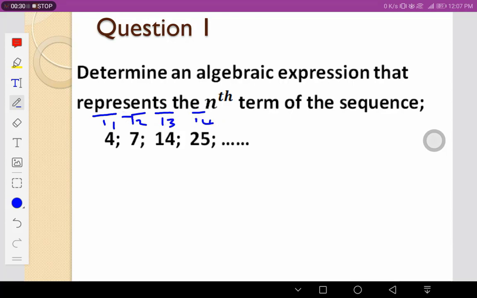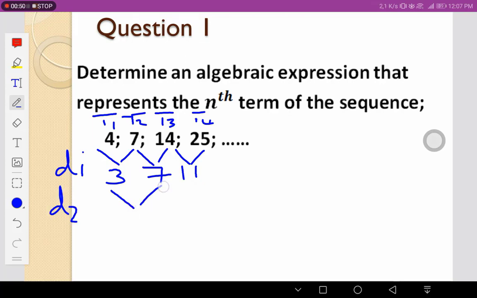Let's find the first difference, D1. 7 minus 4, I get a 3. 14 minus 7, I get a 7. 25 minus 14, I get 11. Let's find the second difference. 7 minus 3, I get a 4. 11 minus 7, I get a 4.